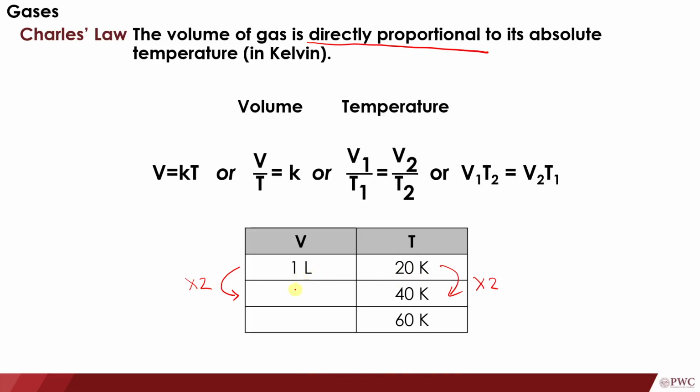So that's from 1 liter to 2 liters. So again here, if we double the temperature, the same thing will happen on the volume. Then in this case, we have from 20 Kelvin to 60 Kelvin. That's by a factor of 3. What do you think will happen to the volume? It will become 3 liters because again, the same thing will happen on the volume. So that's what we mean by directly proportional to each other.